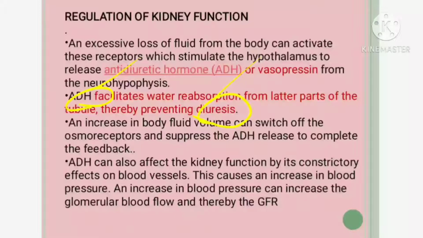So that will switch off the osmoreceptors present in the hypothalamus. When they find that the body fluid, the blood fluid, has come to normal, the hypothalamus will stop producing antidiuretic hormone and the high-rate reabsorption will stop. Okay, so that is a feedback. ADH can affect the kidney function by its constricting effect on the blood vessels. I told you they constrict the blood vessels, thereby increasing the blood pressure, and they also increase the glomerular blood flow and the glomerular filtration rate.